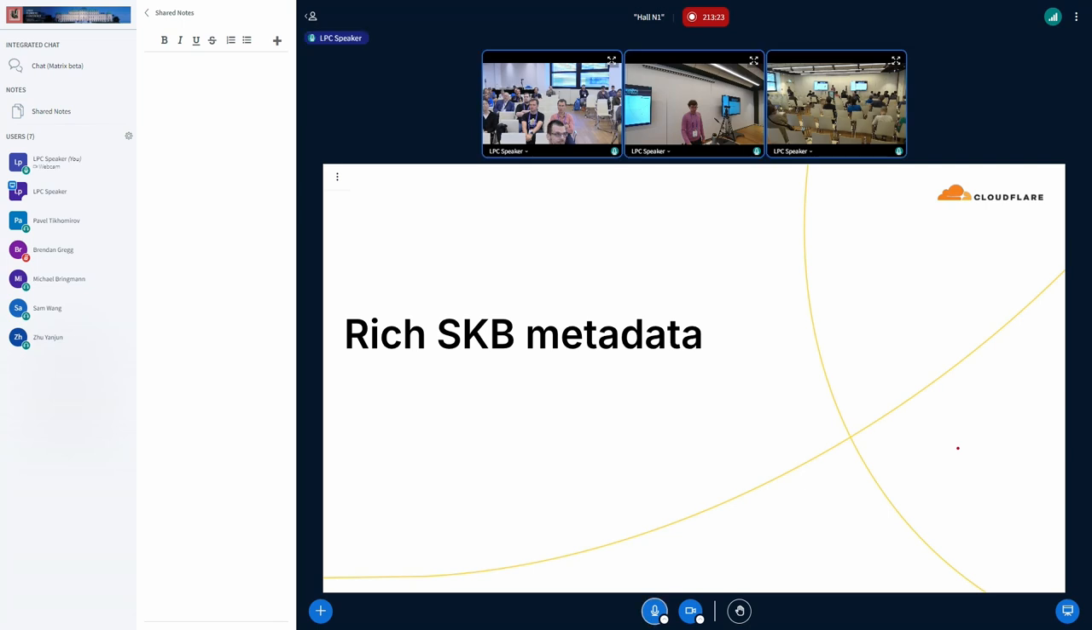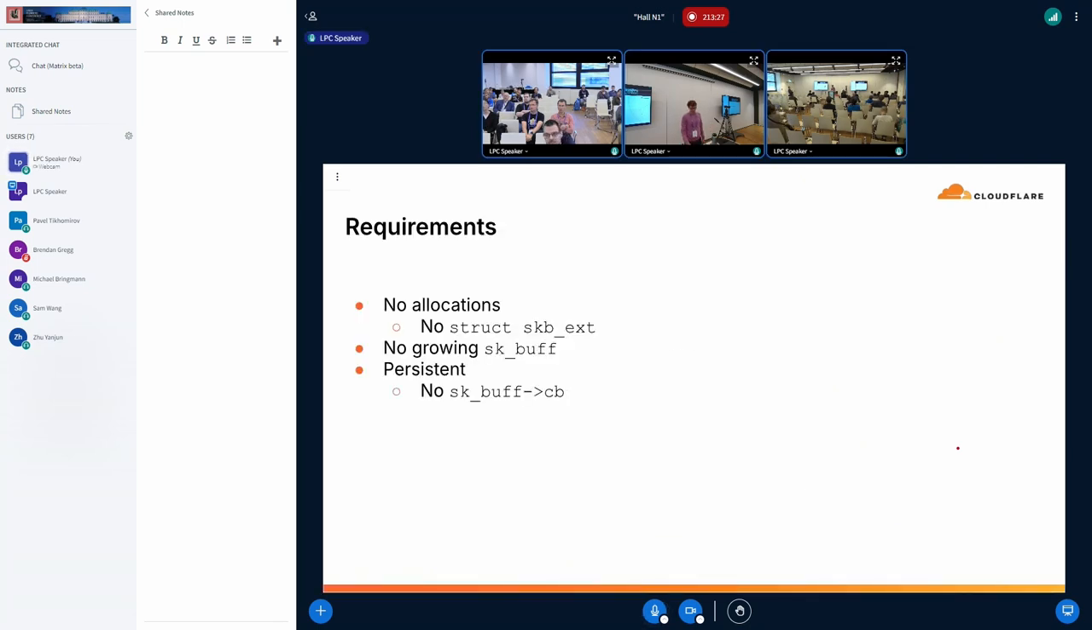And this brings us to rich SQL metadata. So what can we do to actually store this? Unfortunately, the requirements are pretty strict. Probably we can't have any extra allocations because that would be expensive and we want to be able to do this for every packet. And probably we can't ask fields to escape up, because then everything will get very sad and everyone will tell us.